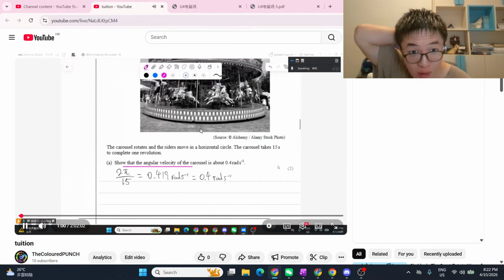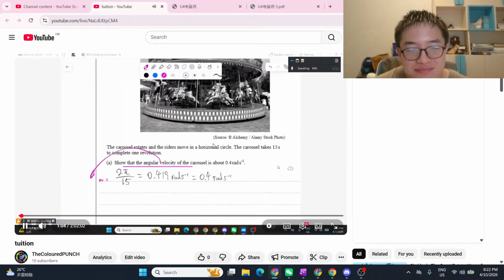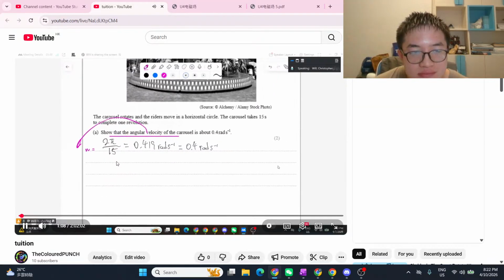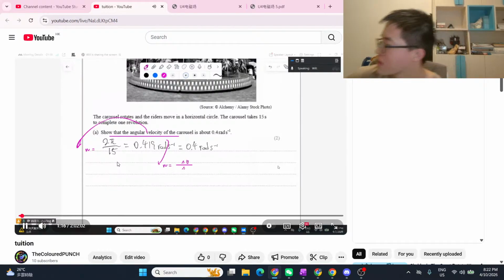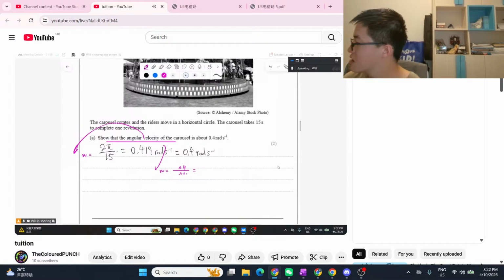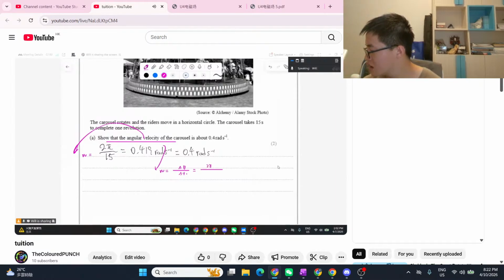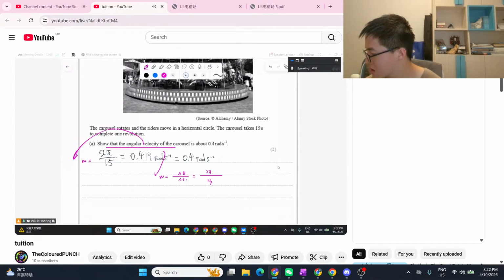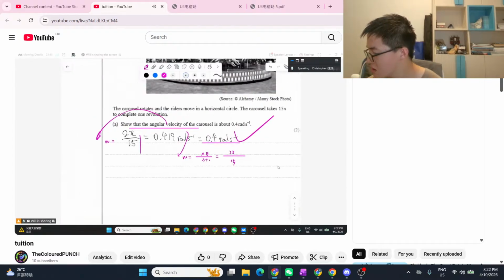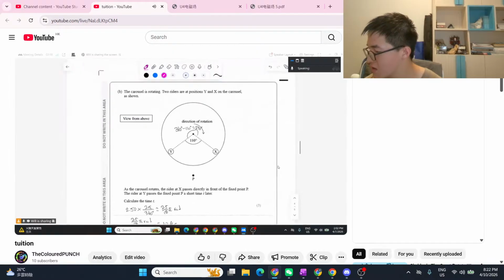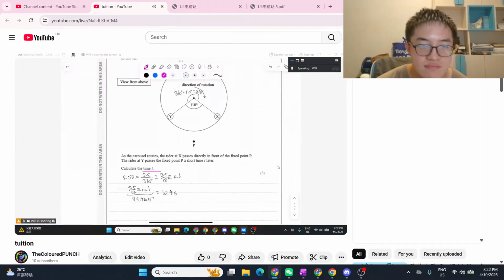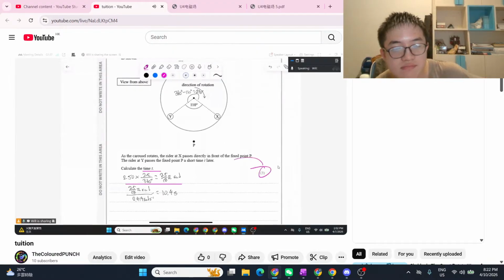Let's watch this angular velocity video. Angular velocity is the more overview one. The formula is that angular velocity equals the change in the angle over the time. If you rotate one circle, the angle is 2 pi, and the period is 15 seconds. Okay, no problem. This formula is one mark, another is another mark. To calculate the time, this one is 3 marks.